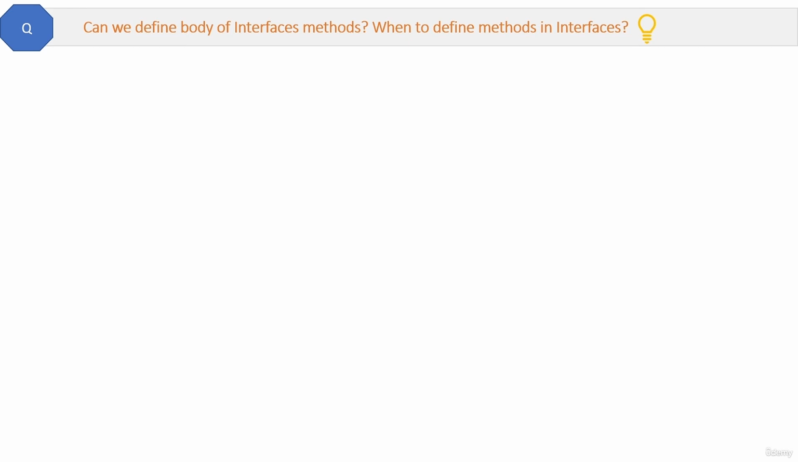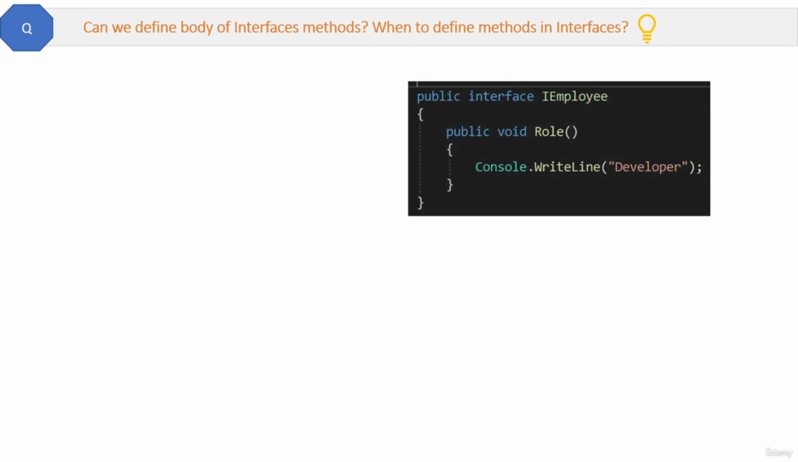So if you see this code of interface, here we can define a method inside an interface like this and no error will come. Okay, so the answer is yes. From C# 8.0, it is possible to put method bodies inside interfaces. But why did Microsoft allow a body for methods in interfaces?